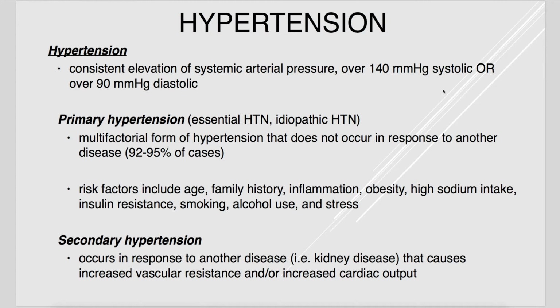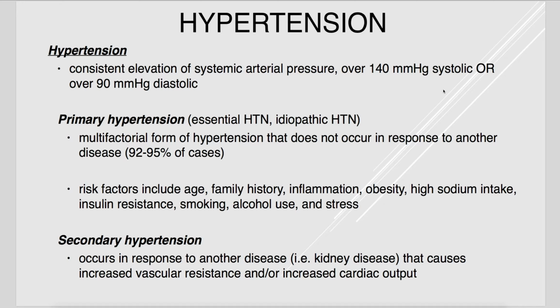So the disease is hypertension. This is elevation of systemic arterial pressure. I believe it's 130 over 90 now. It used to be 140 over 90. There are a couple of types. There's primary hypertension, which is the vast majority of cases. Primary hypertension, essential hypertension, idiopathic hypertension all mean the same thing. You should be familiar with those three names. But again, this is by far the most common.